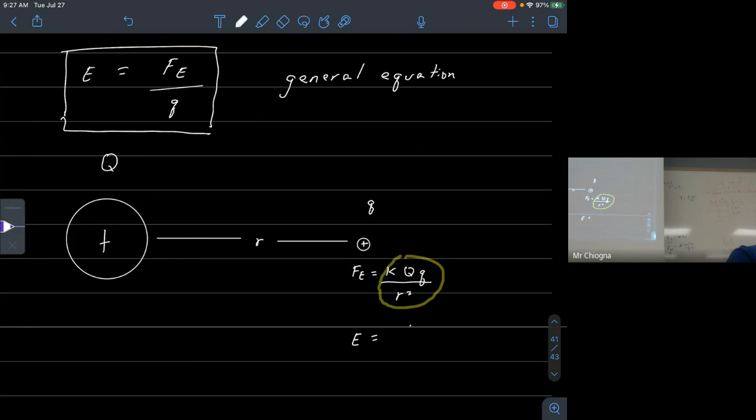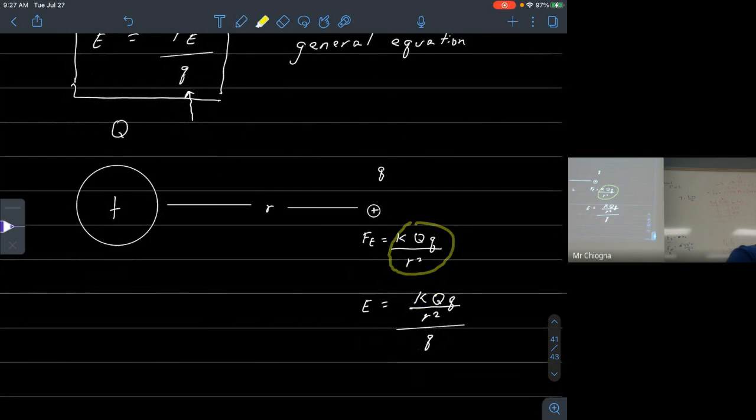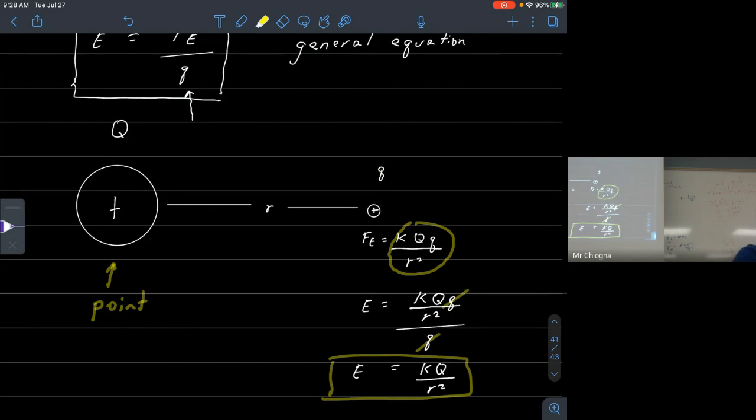Write it down. K, Q, small q over r squared divided by, remember what you're going to do? You're going to divide this lowercase q out. So that cancels out. This is your equation for the electric field when you are dealing with a point charge. This is a point charge. Later on, we're going to deal with parallel plates, but this is a point charge.